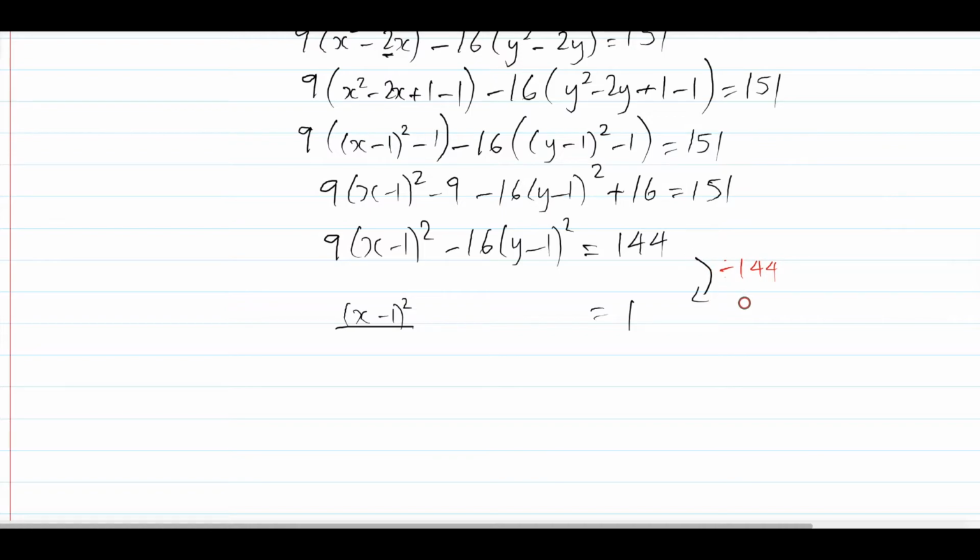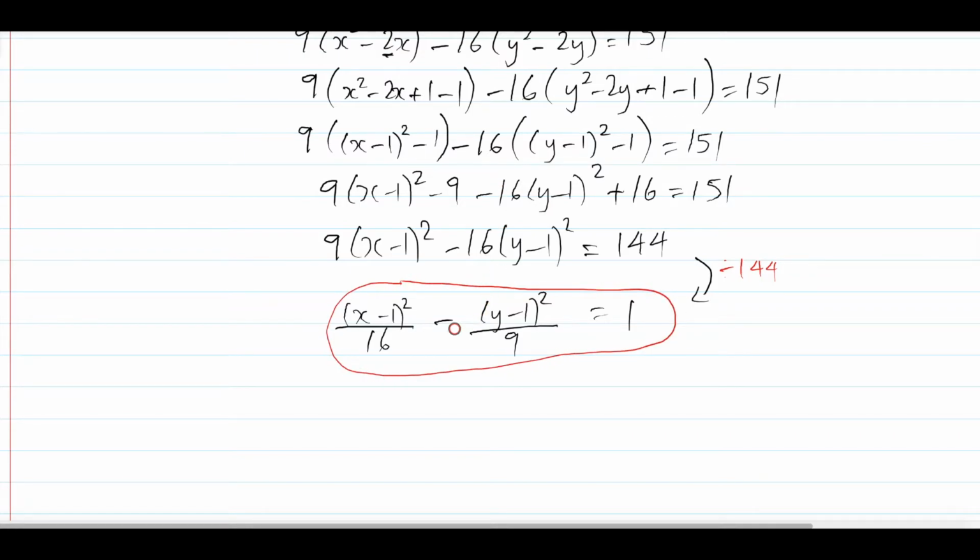So you divide both sides by 144 and you get (x minus 1) squared over, so 9 over 144. If you've done enough maths in your lifetime, you should know that is 16. And then same thing over here, 16 divided by 144 is 9, so vice versa. And there we go. We end up with this general formula, which is looking quite nice: (x minus 1) squared over 16 minus (y minus 1) squared over 9 equals 1.